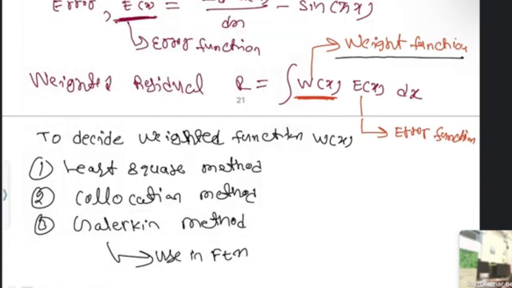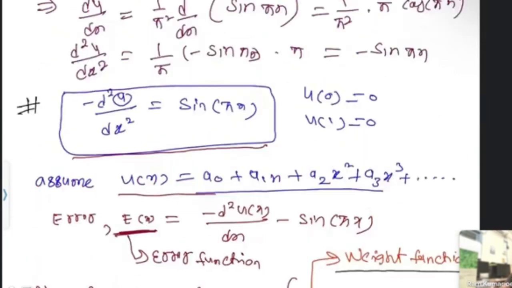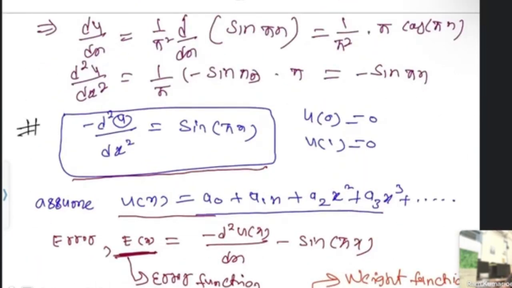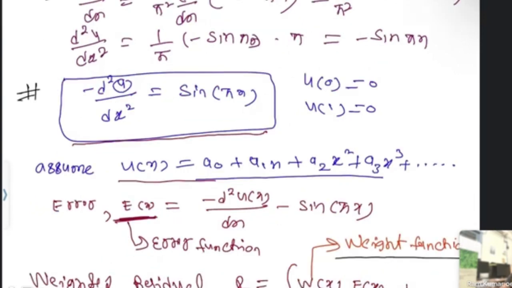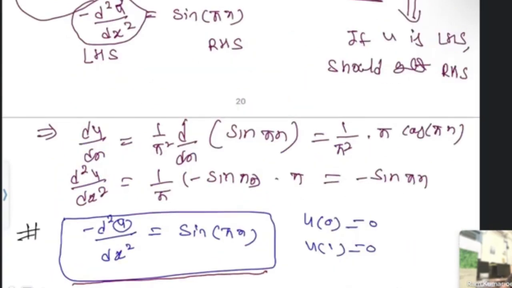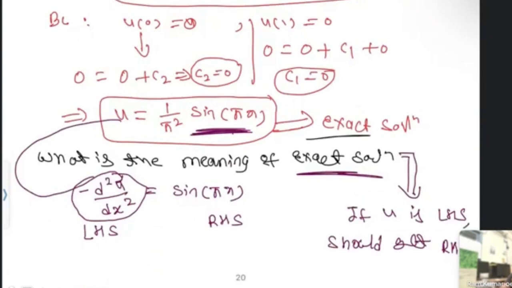So to decide this weighted function, we have different methods like least square method, collocation method, and Galerkin method. Normally we use Galerkin in FEM. Okay, I will summarize once again. We have one differential equation that I want to solve. This one is simple, so we can solve it by our technique, and we got the exact solution.